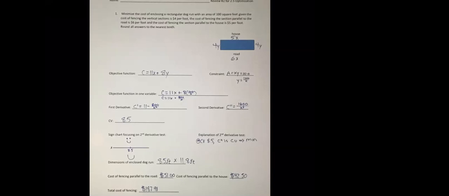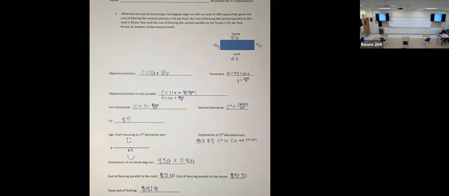Well, they're asking to minimize the cost, so I knew the objective function would be about cost, and I got that to be C equals 11x plus 8y. It says with an area of 100 square feet, so I know that x times y is going to equal 100, and then I get the new function of C equals 11x plus 800 over x. Okay, good. Stop there for a second.